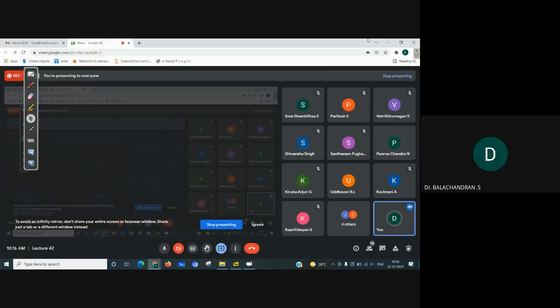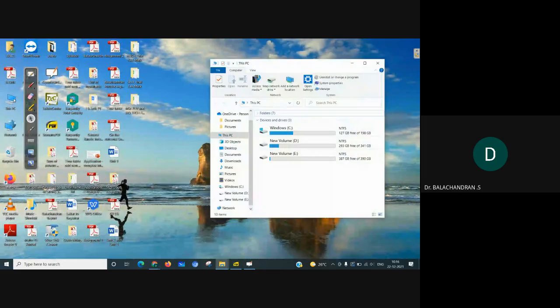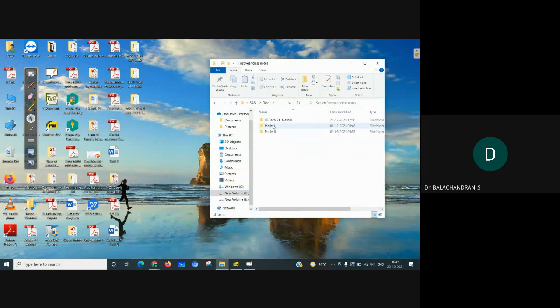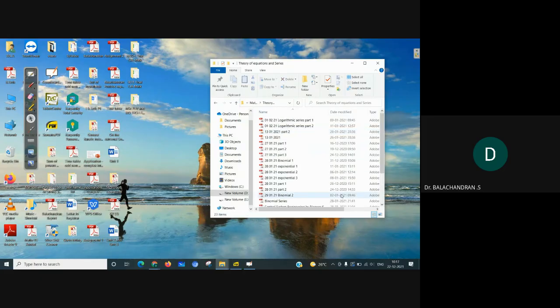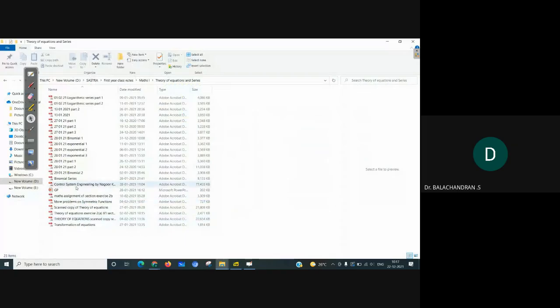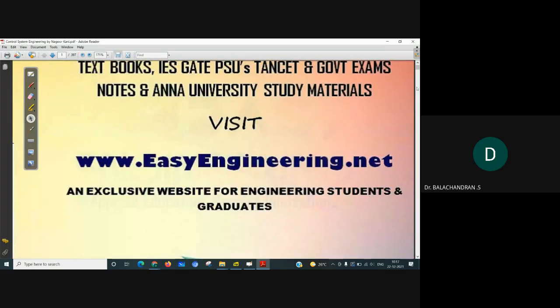And then I will send you one book that is useful for you, especially SEEE students, for the next semester, the third semester also. The theory of equations, yes. Control Systems Engineering by Nagrath. This is the book I will send you. In this book, the fourth chapter.